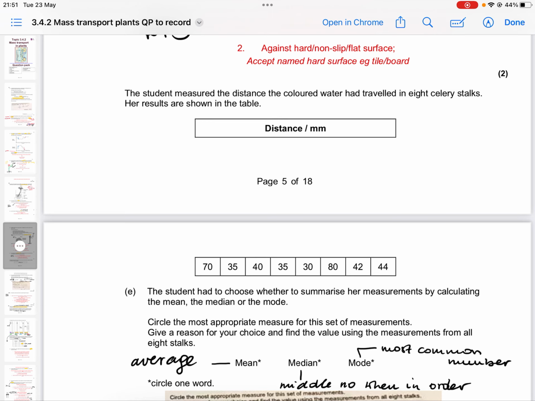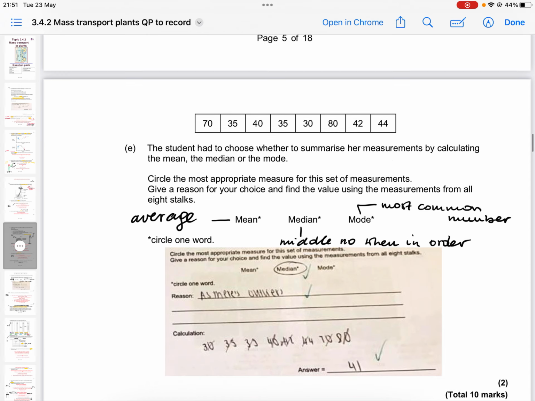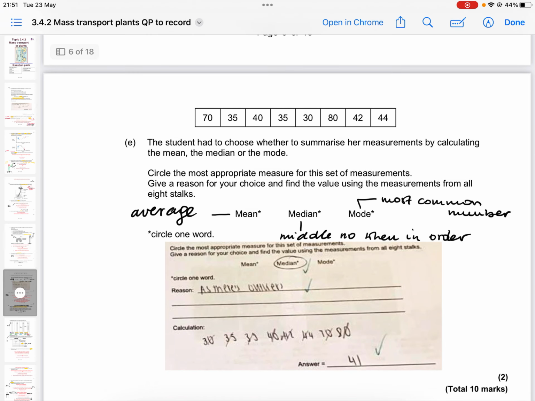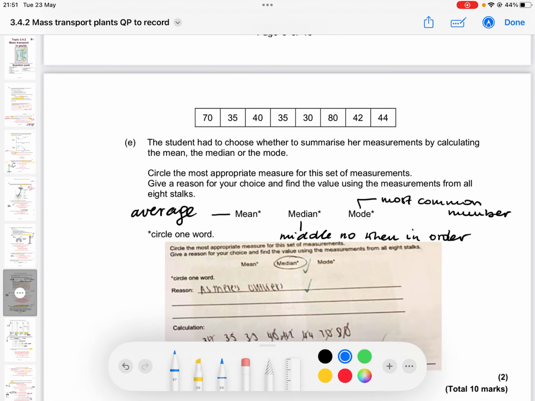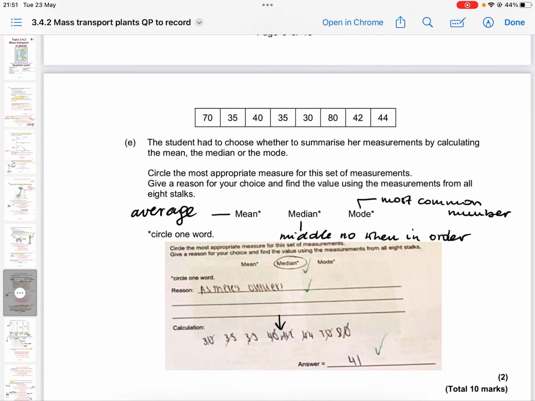So if we're looking here, the best calculation that we could do, because we've got an outlier number, will be the median. So if we organise those numbers in the correct order, from 30 to 80, the middle number that we would achieve here would be in the middle of 40 and 42, which gives us 41.